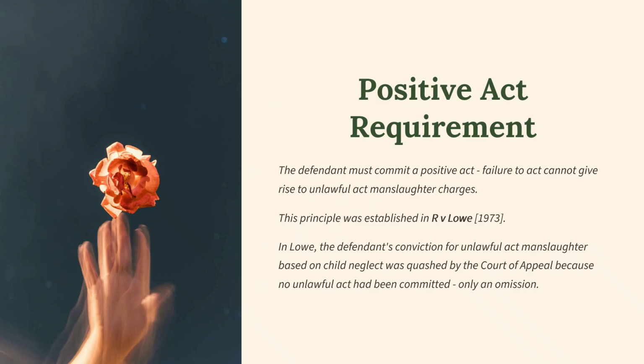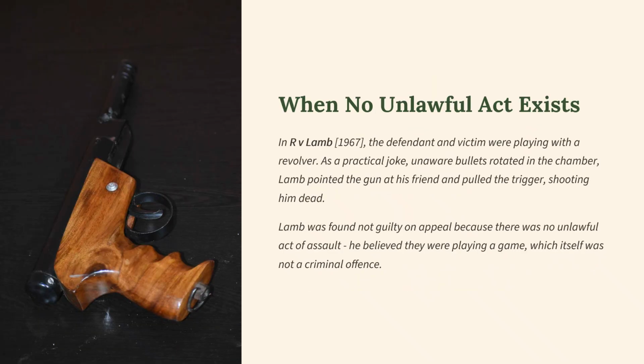Remember, there needs to be a positive act requirement for unlawful act manslaughter. So the defendant must commit a positive act. Failure to act cannot give rise to unlawful act manslaughter charges. This was established in the case of R versus Lowe, 1973. In Lowe, the defendant's conviction for unlawful act manslaughter based on child neglect was quashed by the Court of Appeal because no unlawful act had been committed, only an omission.